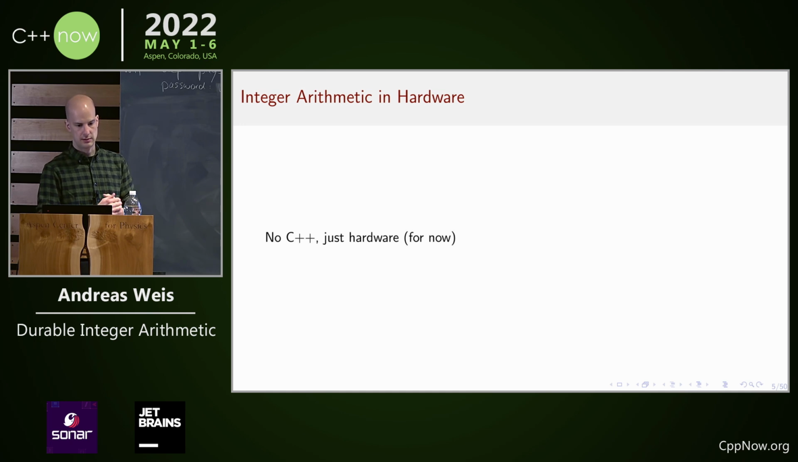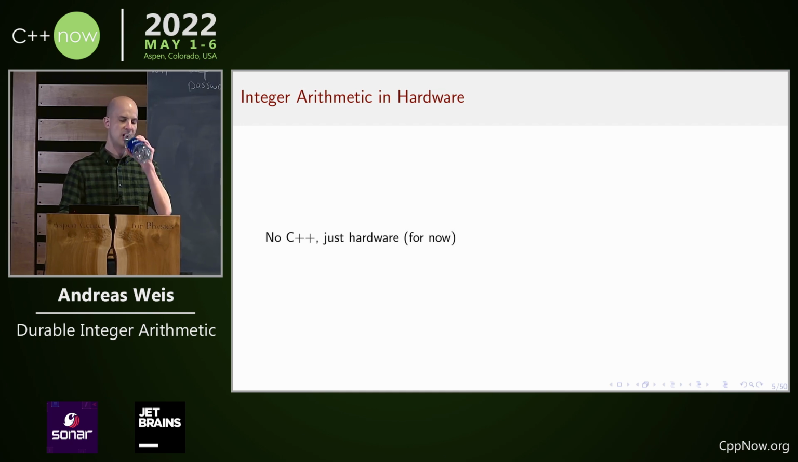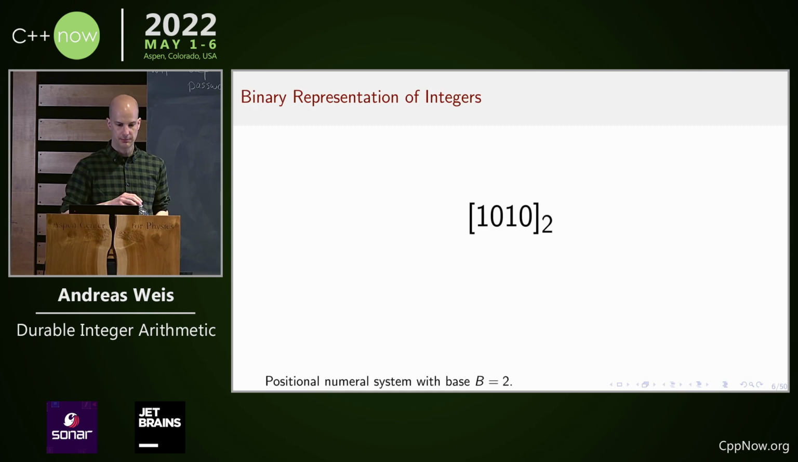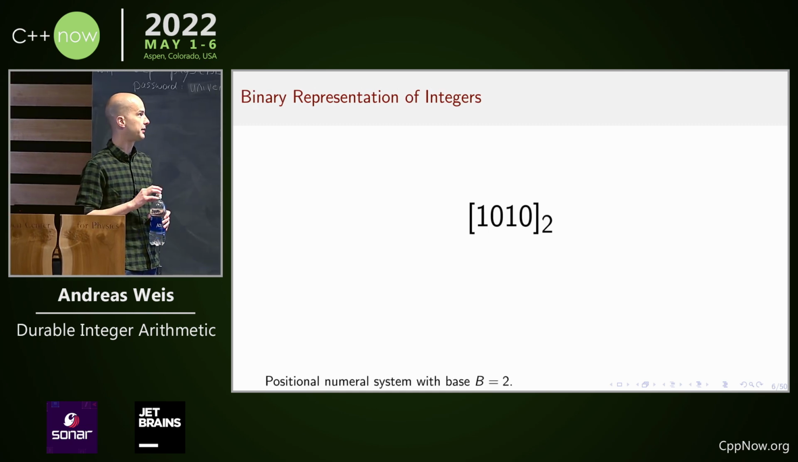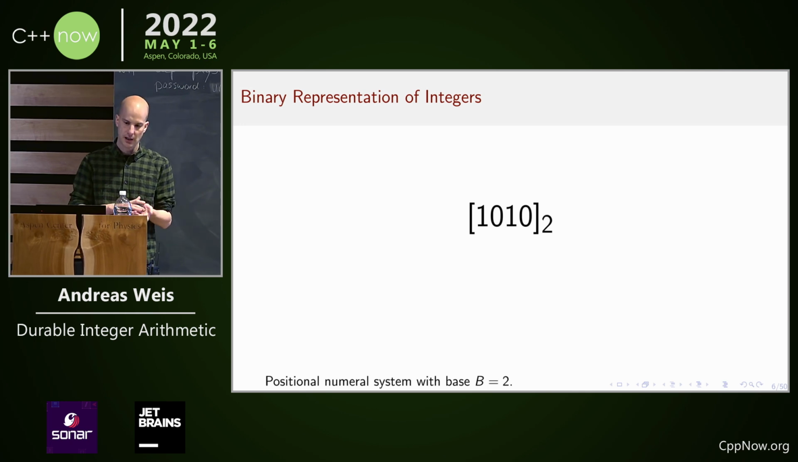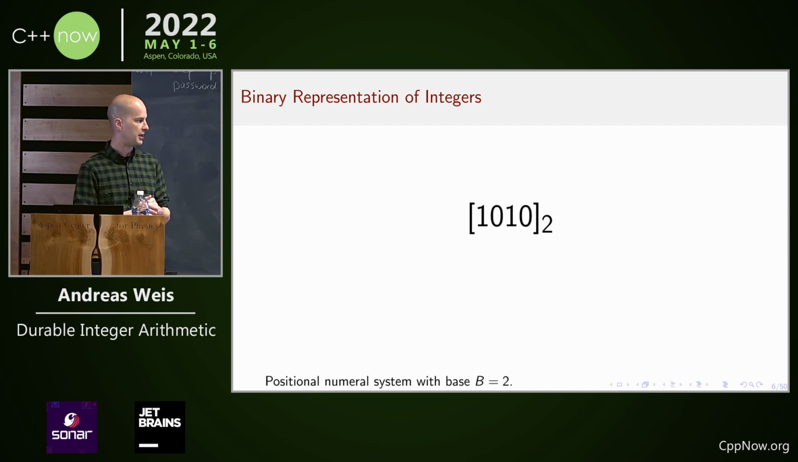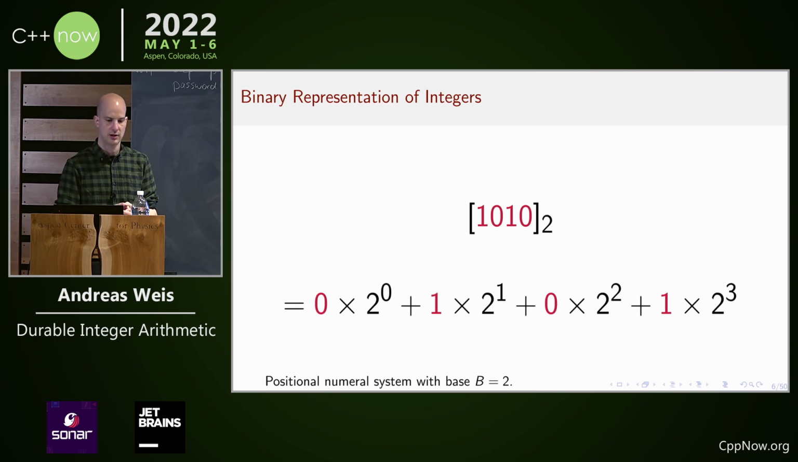So let's get started by looking at hardware, right? So for the following slides, just forget everything that you know about integers in C++, and we're just going to look at hardware. So as you probably all know, we represent integers in a binary representation in hardware, which means we have a positional numeral system, just like we have for the normal decimal numbers that we all know from school. The only difference is that the base is now not base 10, but it's base 2.